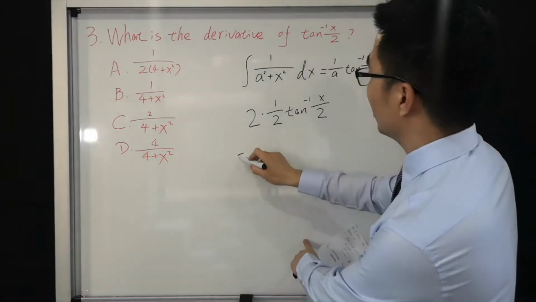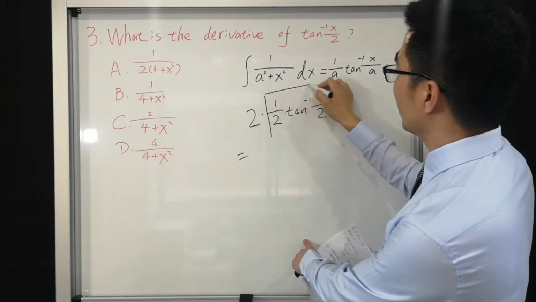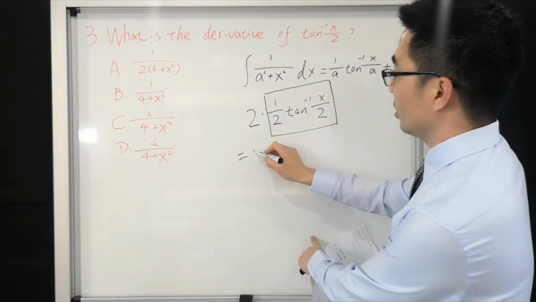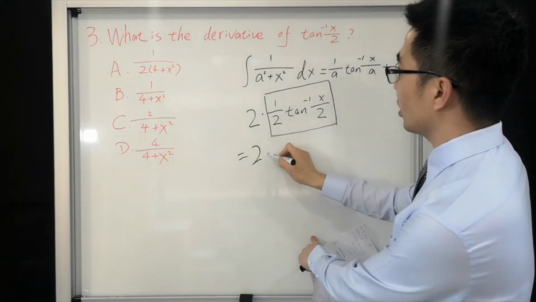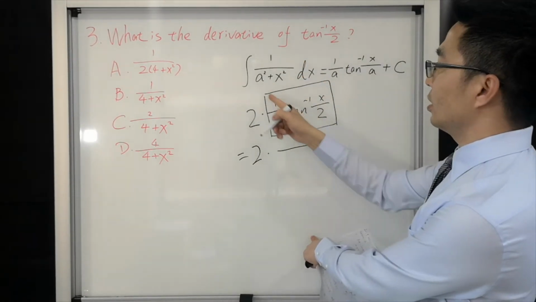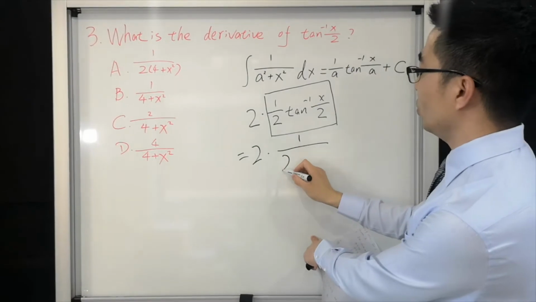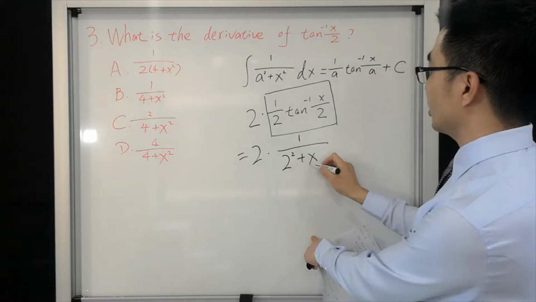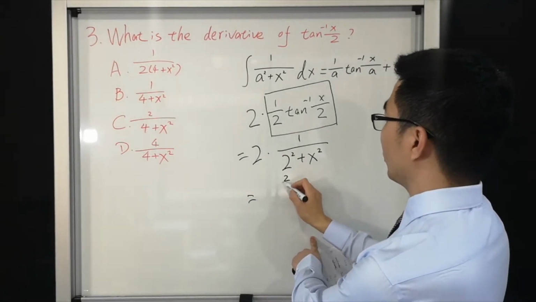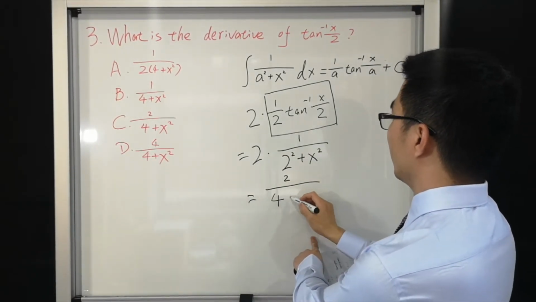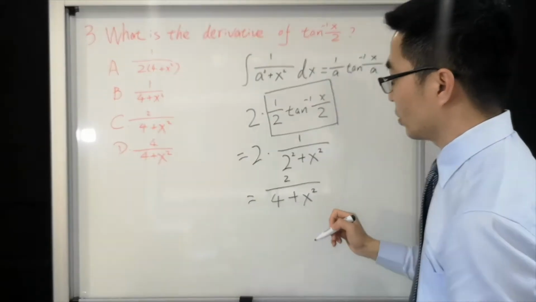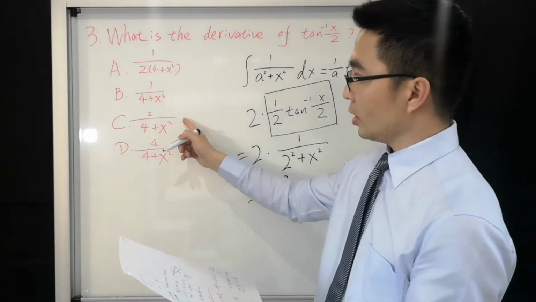So you can see this part is exactly the same over here. Then this equals 2 times, using this formula, 1 over, then A equal to 2, so we have 2 squared plus x squared. So put the 2 on the top, we have 2 over 4 plus x squared. So the answer would be C.